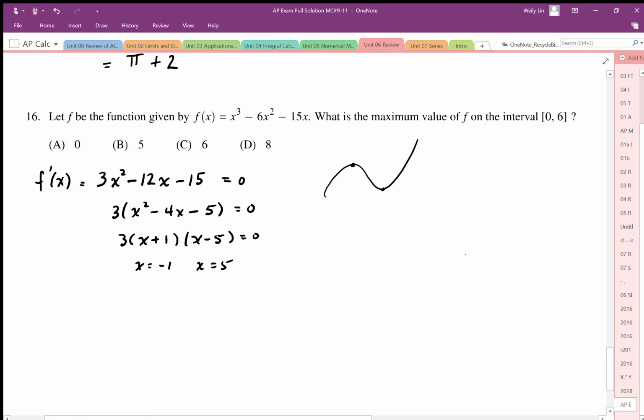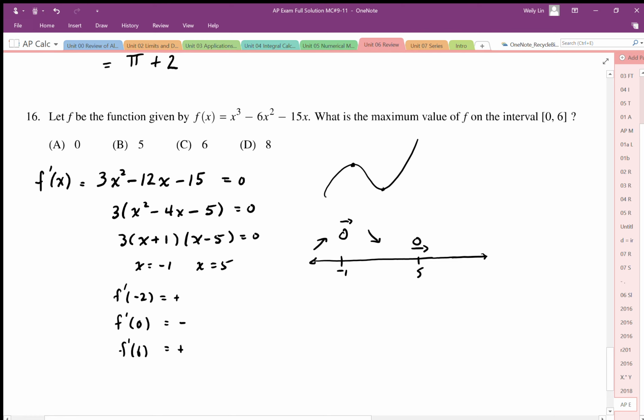When I do my slope chart, I have negative 1, and it's going to look like this. My derivative f prime at negative 2: when I plug negative 2 into this, I get positive, so it's going up. So it looks like what I've drawn there. F prime at 0 equals negative, so it's going to go down to here. And then at 5, there's another 0. F prime at 6 is equal to positive, so it's going to go up like that. So that's what my slope chart looks like.